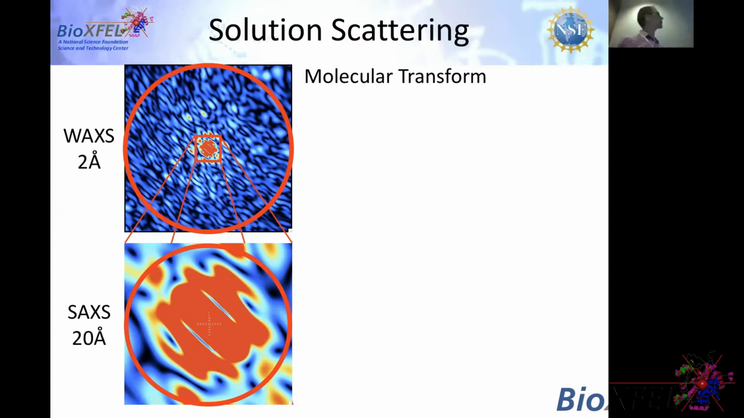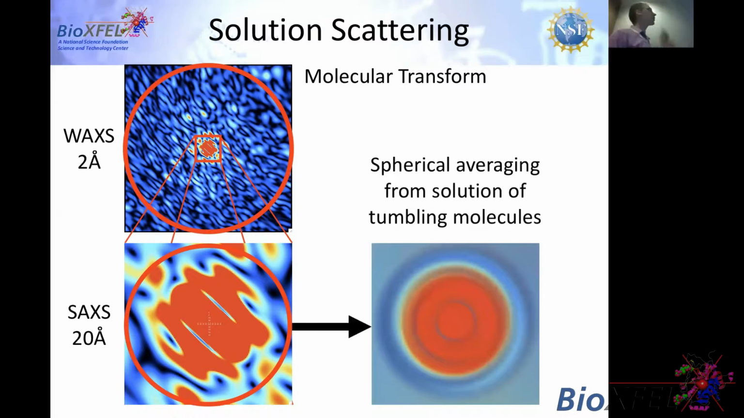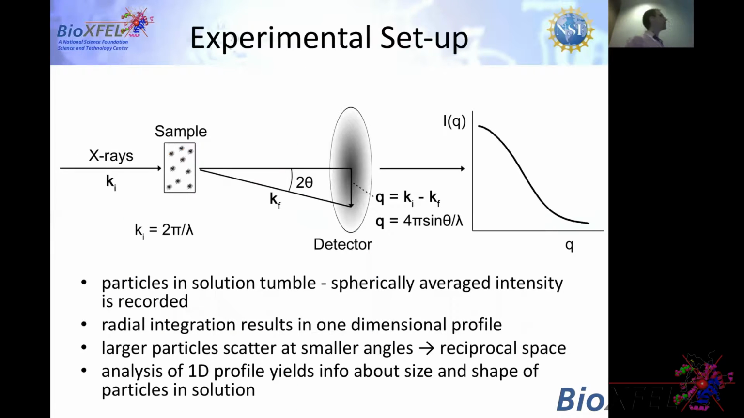Now, the big difference with actual experiments in these images is that these images are essentially one orientation, but in reality, we have a solution of molecules, and so they're all tumbling. And so we have spherical averaging, so we end up with this isotropic pattern. This is the basic experimental setup. We have our X-ray source. We have a solution of molecules. They scatter in an isotropic pattern.